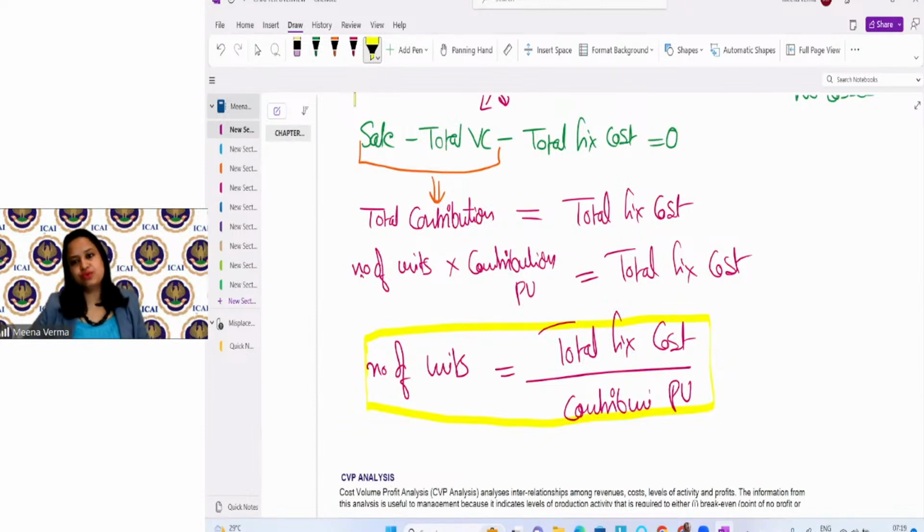Break-even units means you are selling such number of units that the company has no profit, no losses. When we are doing our business, we always want to sell such number of units that it recovers both variable cost and fixed cost. We want to sell the number of units beyond break-even point, because when you sell beyond break-even point, you will have profit in the company.